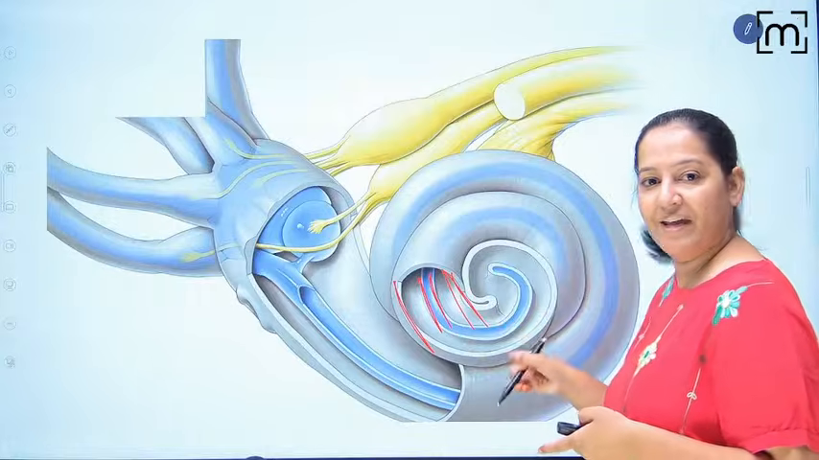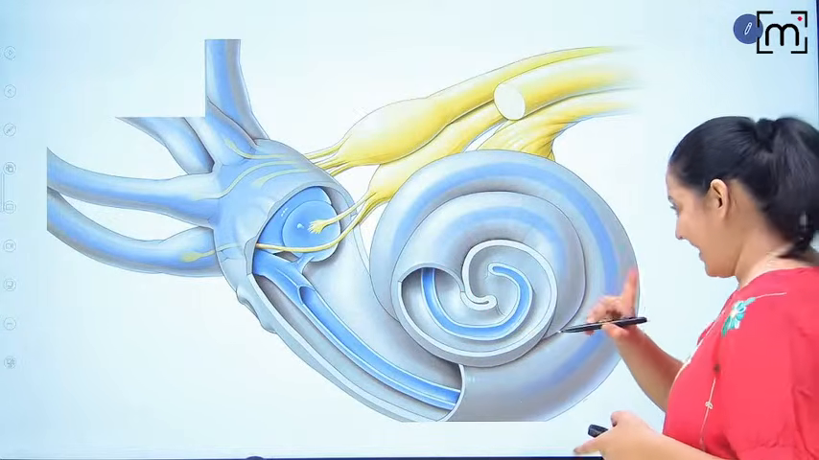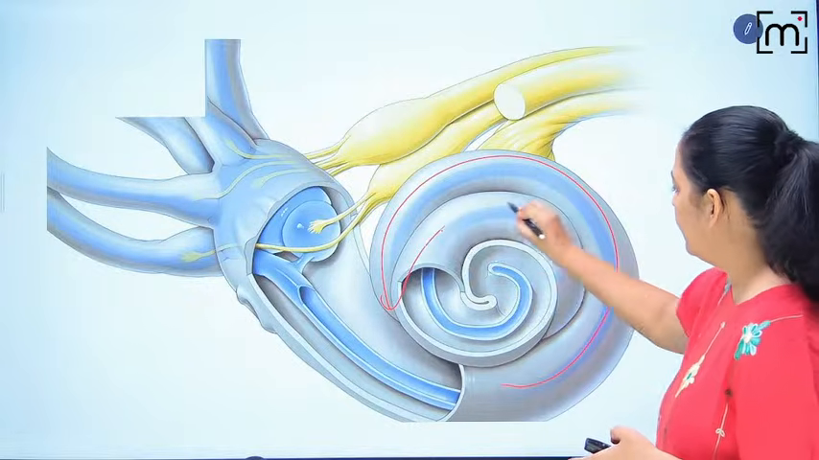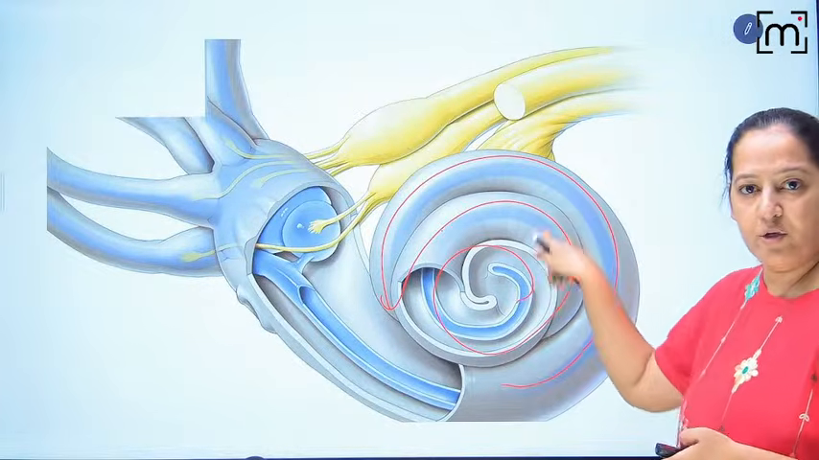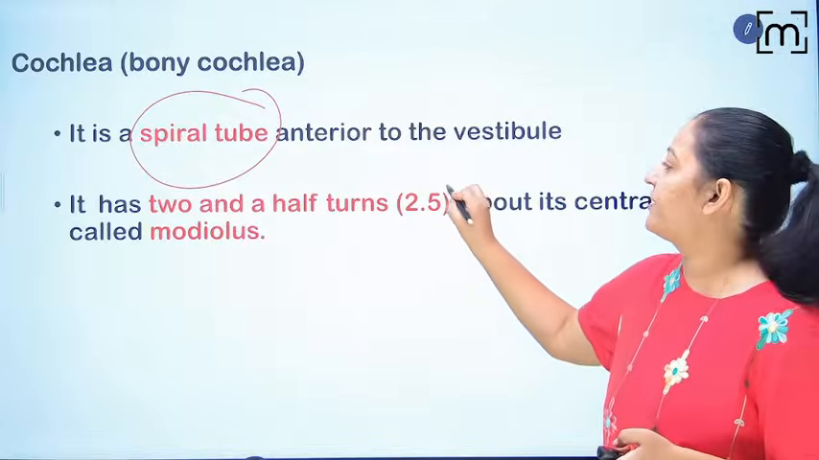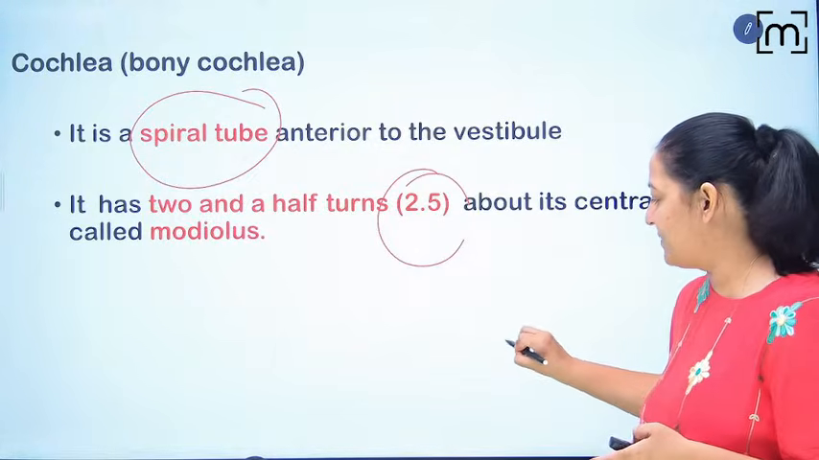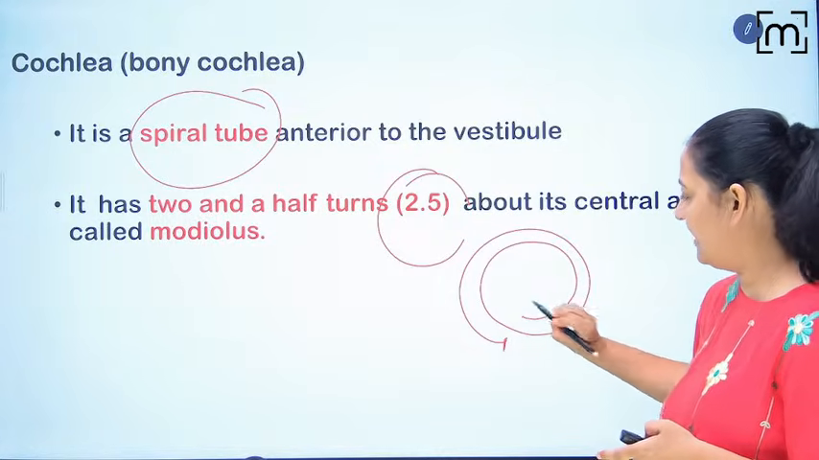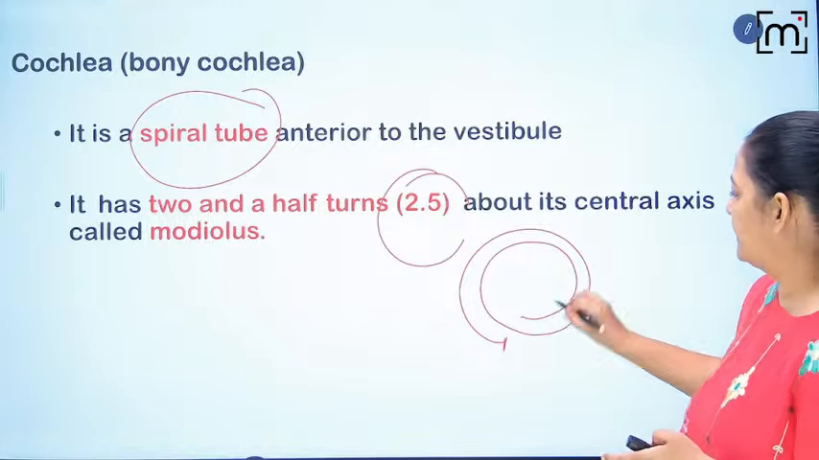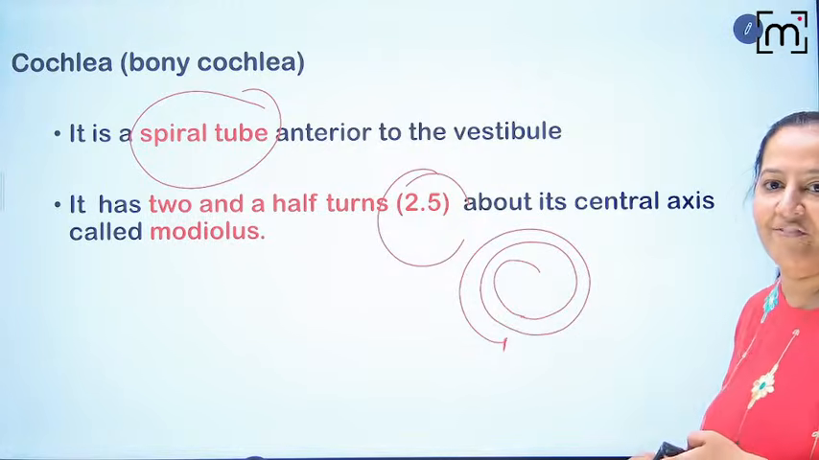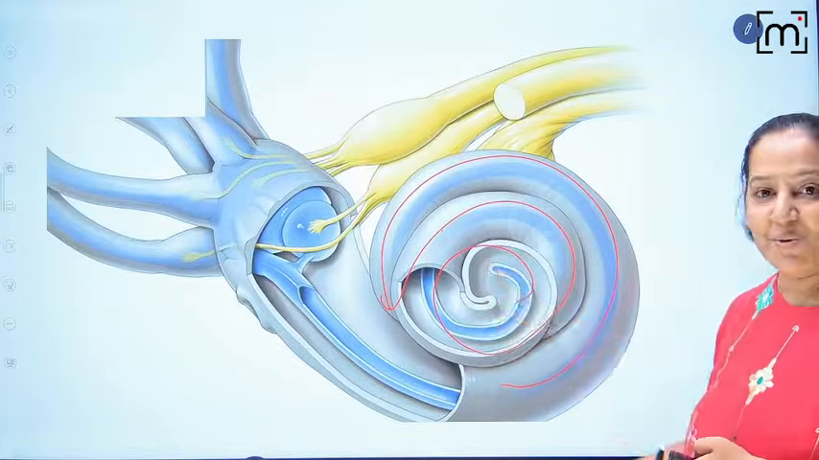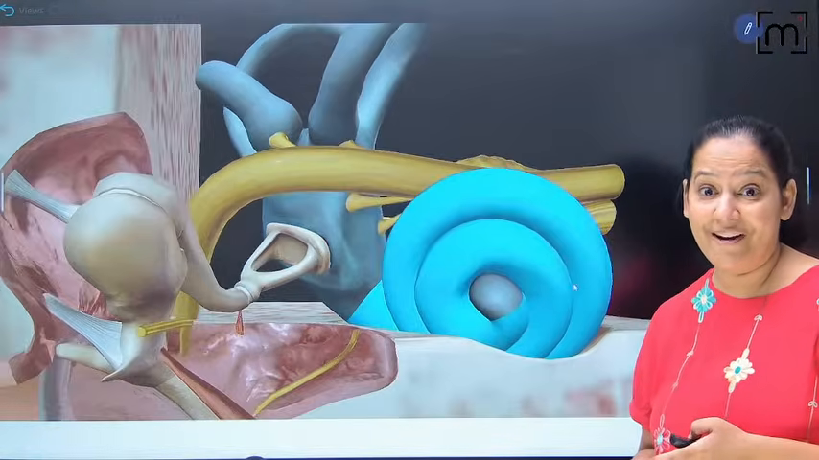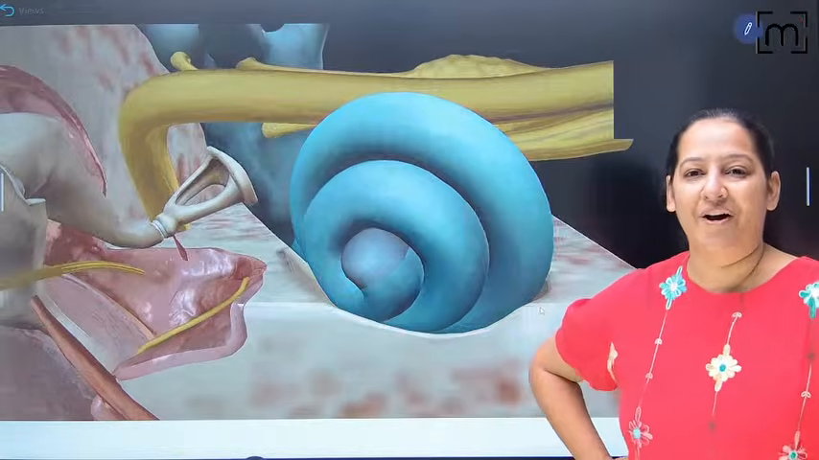How many turns does it have? Can you count the turns for me, please? I can see 1 turn, 2 turns, and 2.5. You can count if you wish. Starting from here, 1 turn, 2 turns, and till here, 2.5. I will call this the 2.5 turn. It's like this, if you can see. Appreciate the 2.5 turn. This is the cochlea, the 2.5 turn structure.